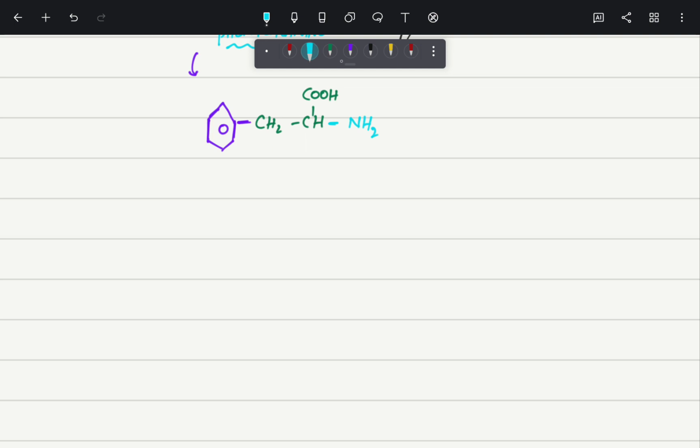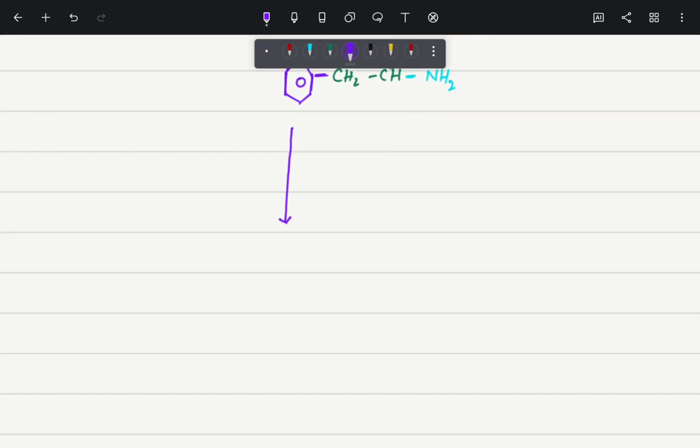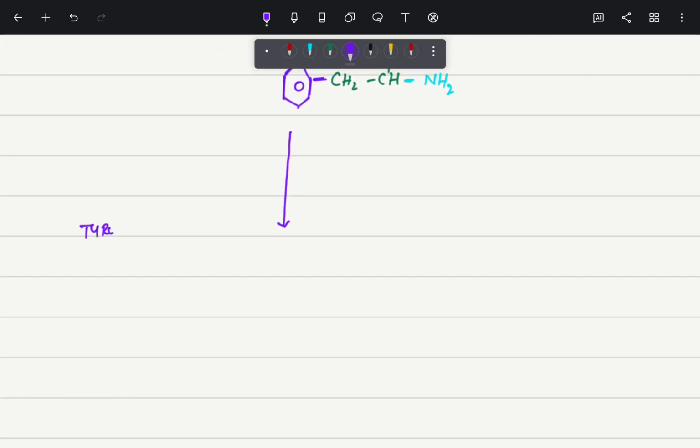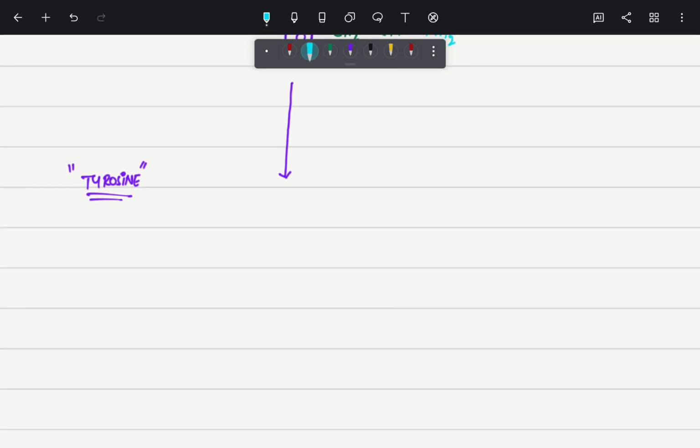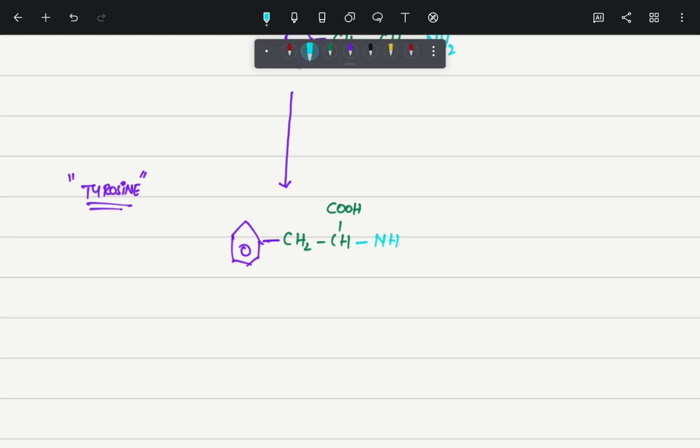Now we are going to convert this phenylalanine into a substance called tyrosine. What is the structure of tyrosine? Once again, there is a benzene ring, and similarly it will have ethyl chains CH2 CH COOH, and to this ethyl chain we have the amine group.